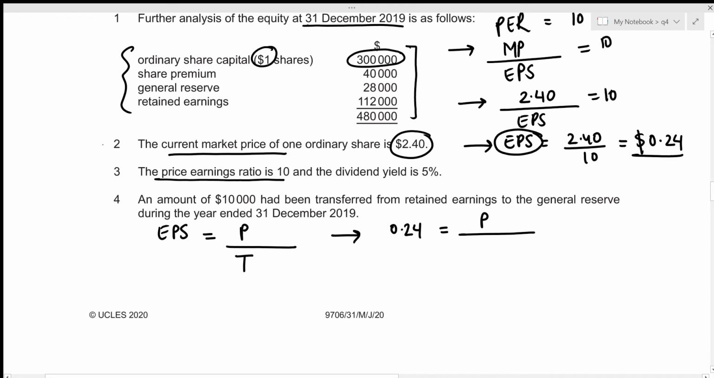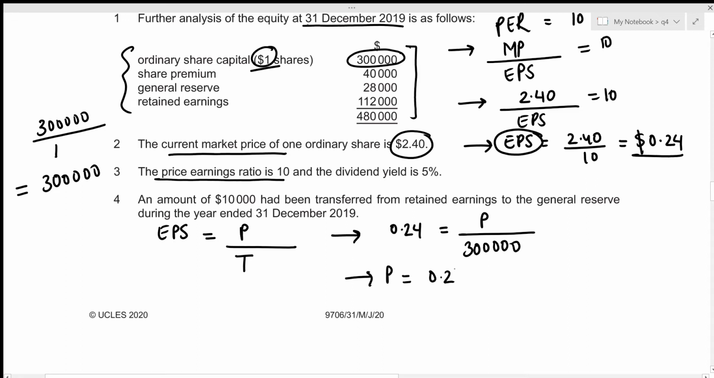And whenever we're trying to figure out the total number of shares, that is just going to be the total value of ordinary shares, which is 300,000 in this case. And we just divide it by our nominal rate. And we can see that the nominal rate is 1, which gives the total number of ordinary shares to be 300,000. So let's substitute this as well. Now we can easily figure out the profit for the year. So profit for the year is just going to be 0.24 times 300,000, which results in our profit for the year to be 72,000.